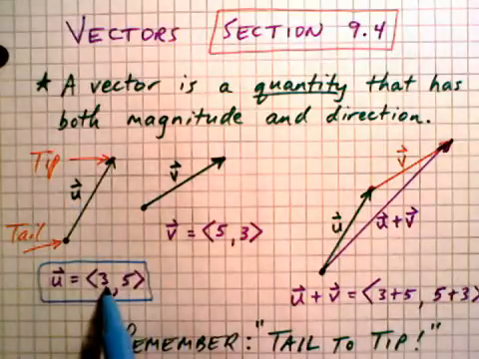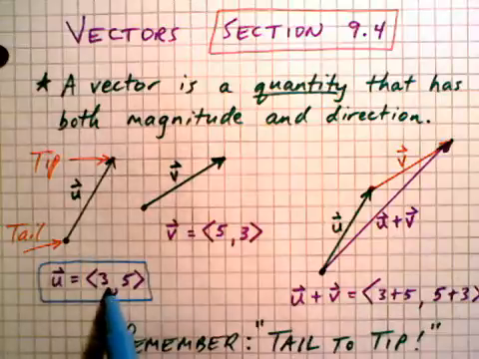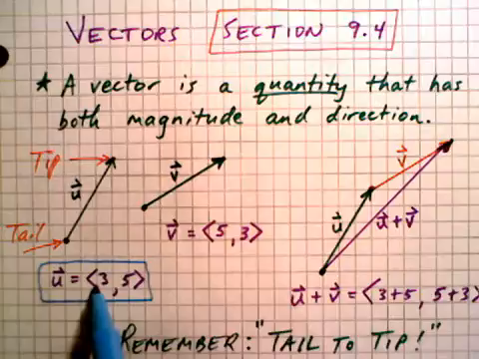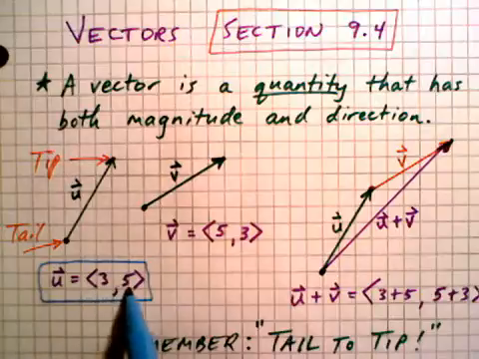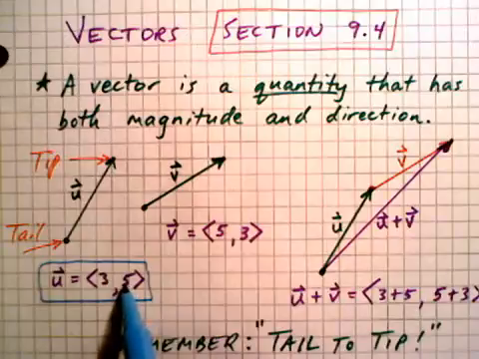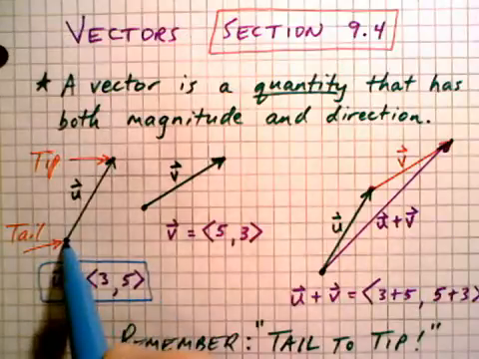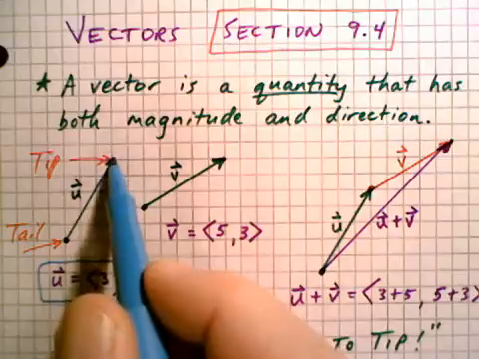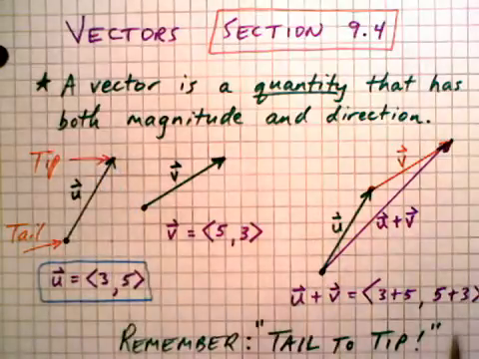We'll get to that in a little bit, where you just write the vector in terms of an ordered pair. From the tail, you go 3 to the right, and then from that point you go 5. The second number, if it's positive, you go up in that direction, as if you're just plotting an ordered pair. So from the tail, you go 3 to the right, 5 up, and you plot the tip, and then you just draw an arrow. Okay.